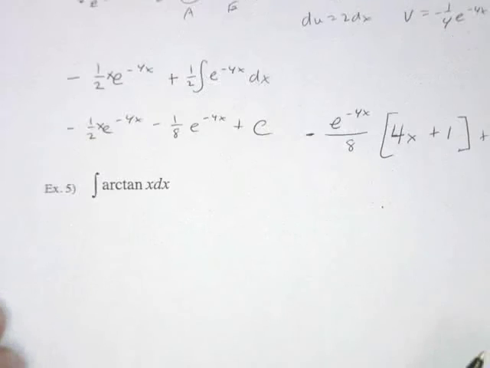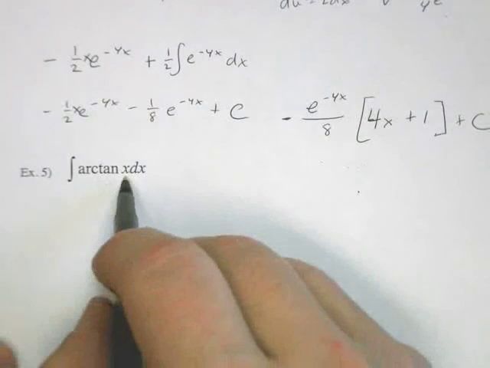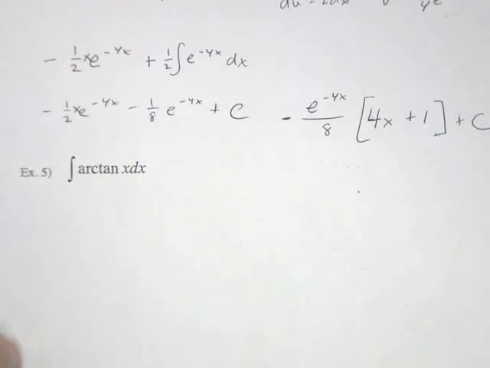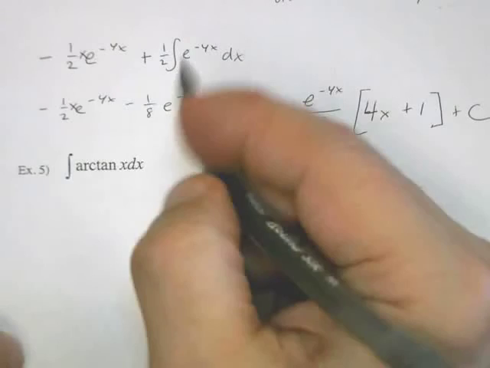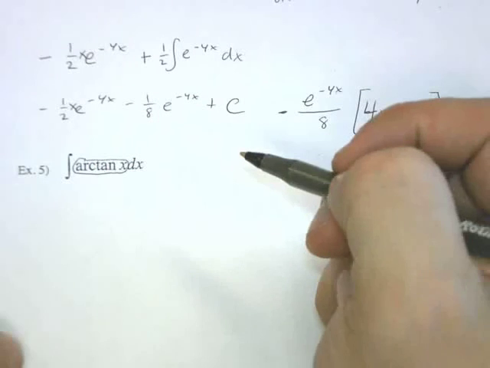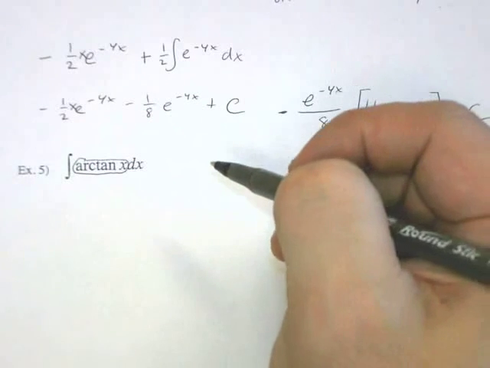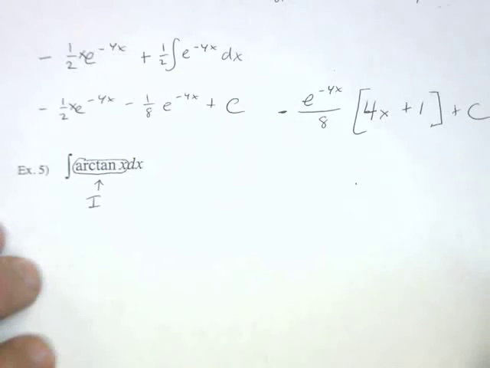Okay, last example. Now this one is kind of strange because I don't know what the integral is for arctangent, and we only really have, by looking at it, it seems that we just have one function. Okay. When that's the case, you can still try to integrate these by parts. Here's the key thing, though. I still have this function right here, which is an inverse trig function. So that's my I part.